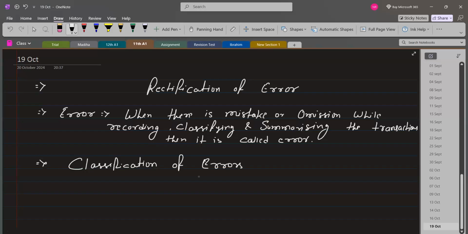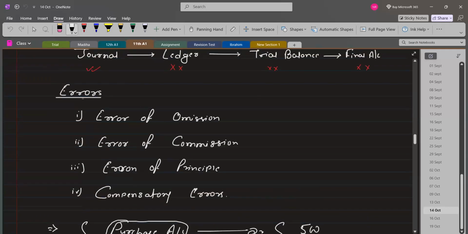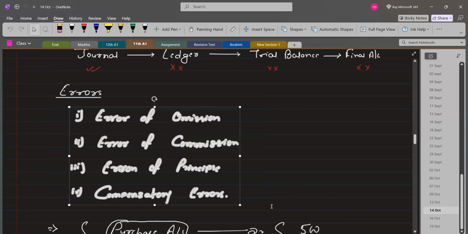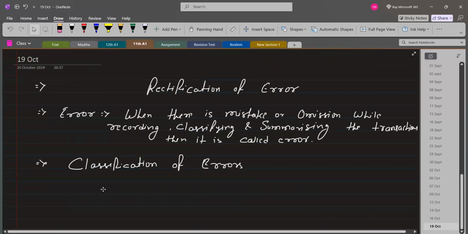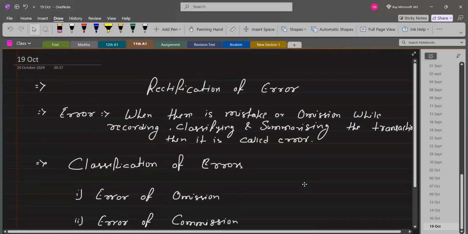Okay, classification of errors. First of all, error. When there is a mistake or omission while recording, classifying, and summarizing the transaction, then it is called error. Classification, if you remember, we have already written here. I'm not going to write it again, so I will copy it so that it will be here also. Now, what is the meaning of this definition?